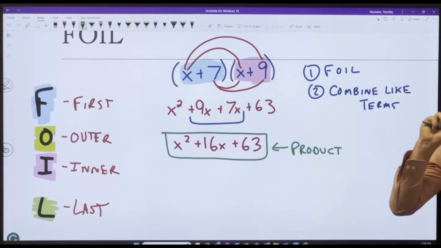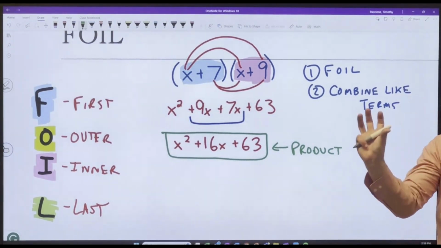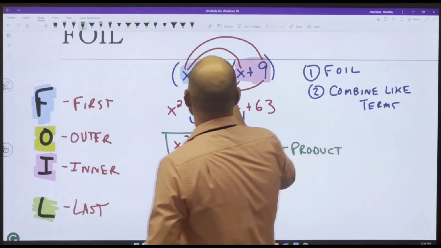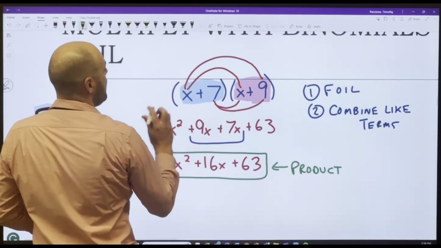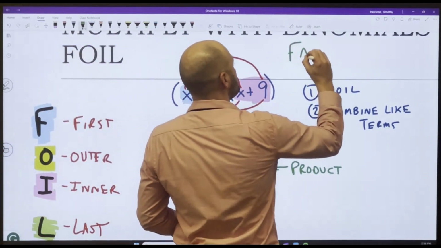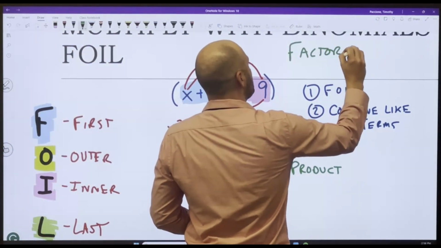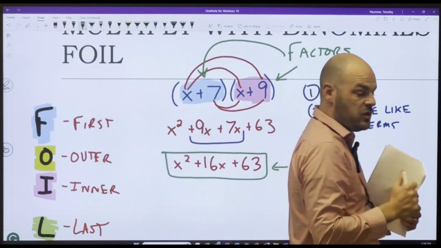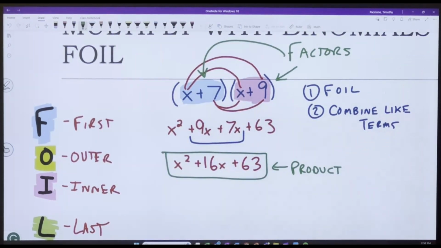Specifically, a product. When your result is your product, the two things you multiplied, or the multiple things you multiplied, are your factors. So what does that make these? These are factors. And that's a really important word in this unit. Okay? X plus 7 is a factor. X plus 9 is a factor. I multiplied it to get a bigger thing.